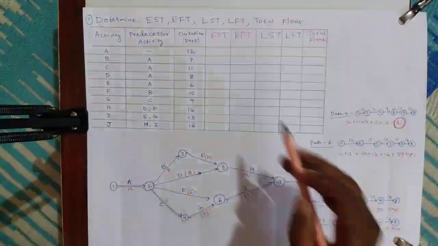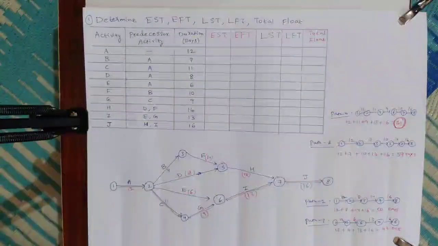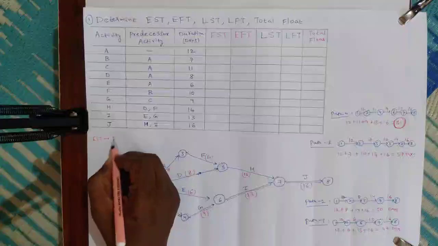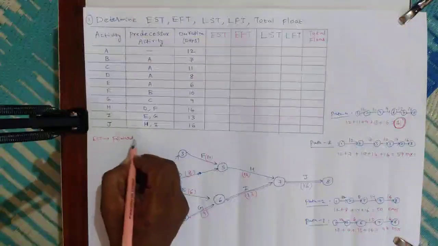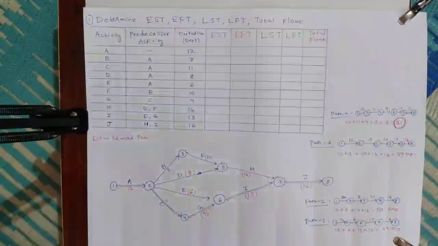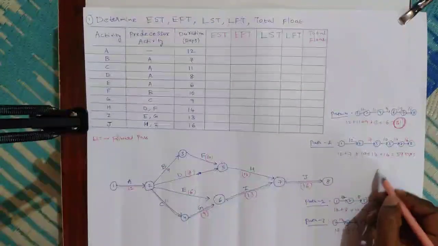First we need to find EST. EST means earlier start time. In order to find out earlier start time, we need to do forward pass. Forward pass means like this, we will draw in this manner.